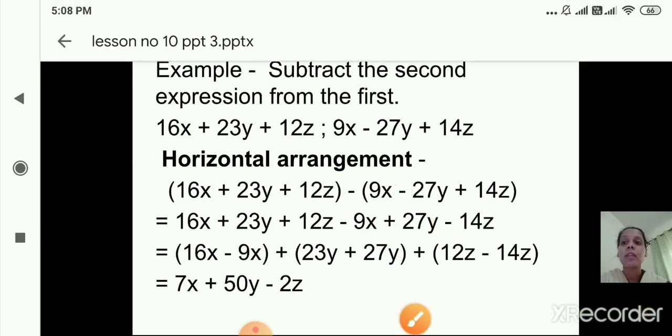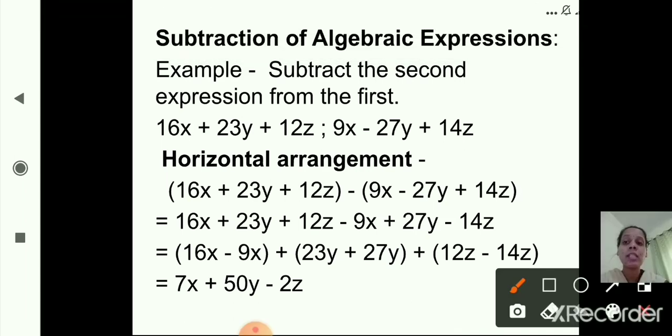As you can see here, this 9x you will write down as it is and here it is minus sign, so here it is minus sign. Now 27y, before 27y there is a minus sign. Outside the bracket there is a minus sign. So minus minus is plus 27. That's why we have written here plus 27y.